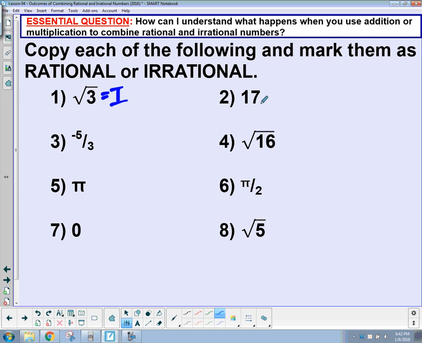17 can be written as a fraction, so that's rational. Two integers on top of each other, we talked about that in class, that's rational.